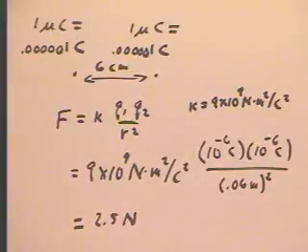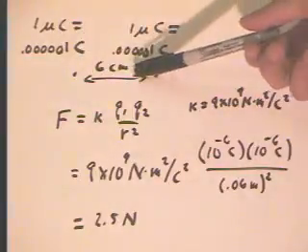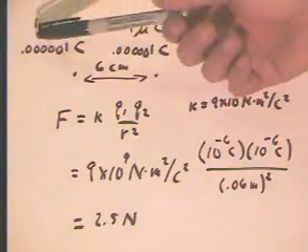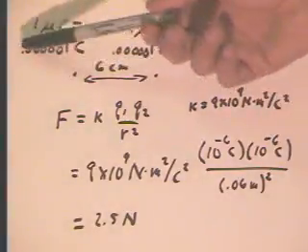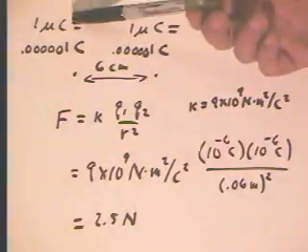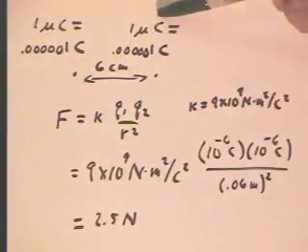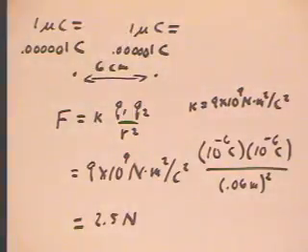Let's say that we have two charges separated by a 6 centimeter distance. This charge is 1/1,000,000th of a coulomb, or a microcoulomb. There are 5 zeros and a 1. So we have two 1 microcoulomb charges separated by 6 centimeters.